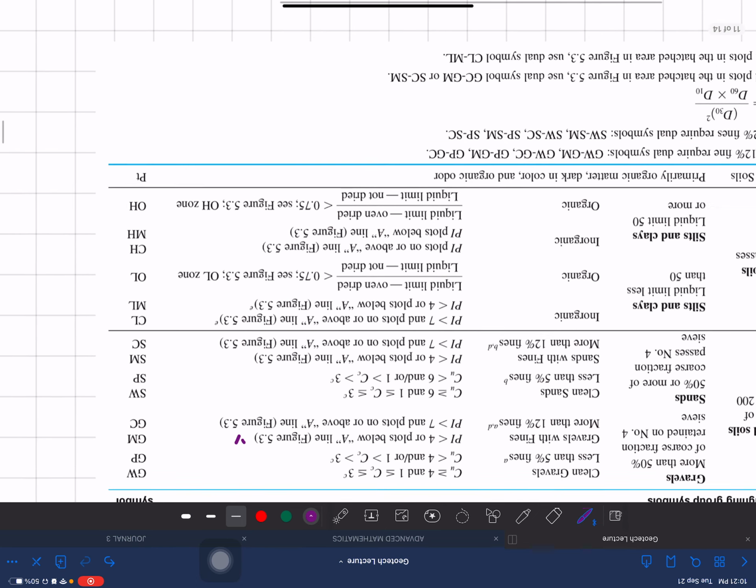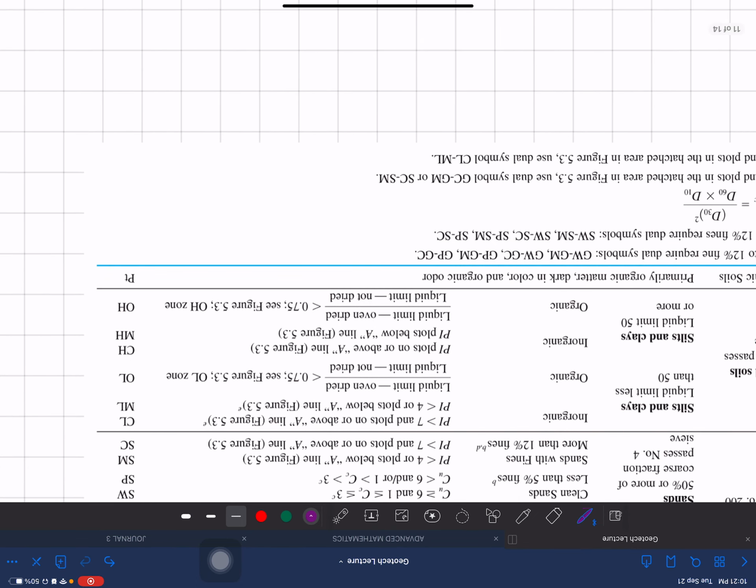The same goes for the lower part. You just have to check this. If your PI is greater than 7, most likely that is CL. If your PI is less than 4, most likely that is ML. Then there is also the liquid limit, minus oven-dried, and so on, but normally the classification does not fall there. Sometimes in a problem, if it gives the oven-dried liquid limit and so on, it most likely falls under silts and clays.